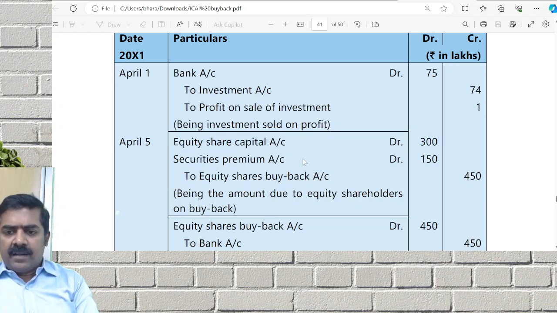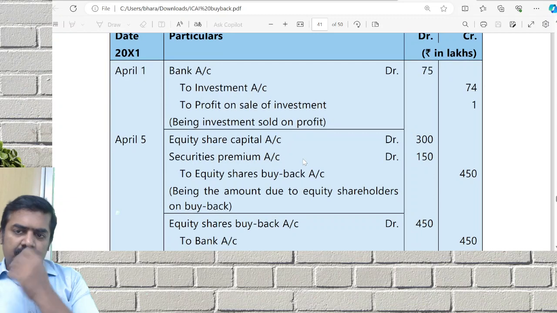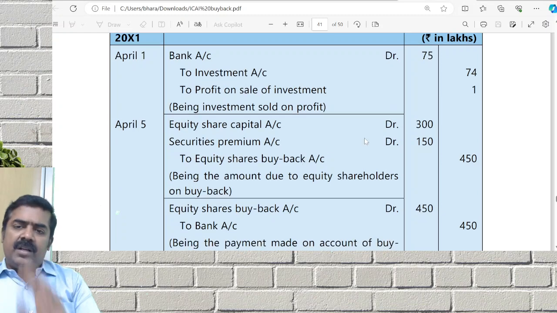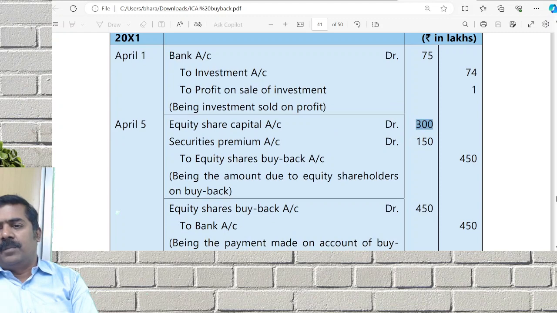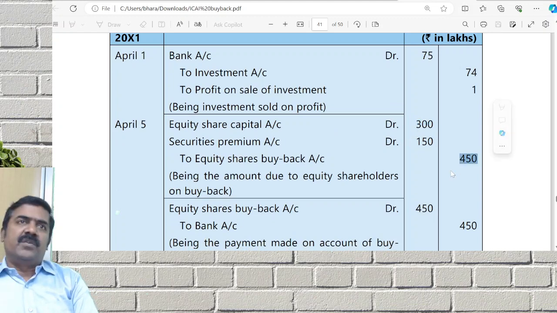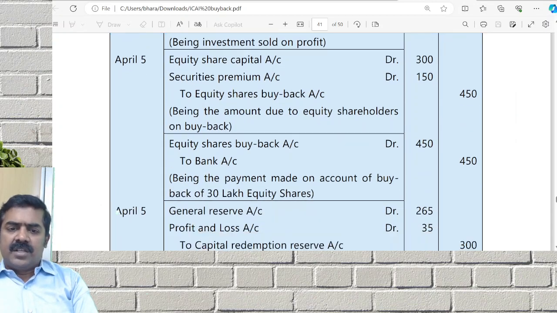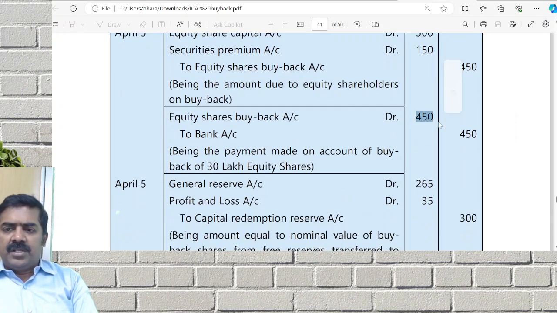1200 divided by 10 gives 120 lakhs, or crores, or whatever it will be. Into 25% gives 30 lakhs. Into 10 gives 300 lakhs. But we are going to pay 30 into 45, that is 450 lakhs. The excess is adjusted with what? Securities premium account. Equity shares buyback account debit to bank, we paid it.